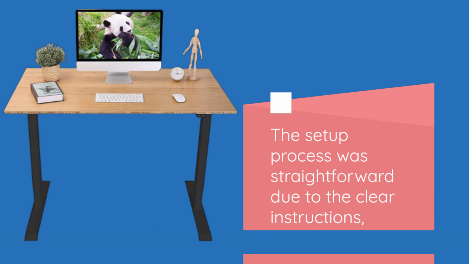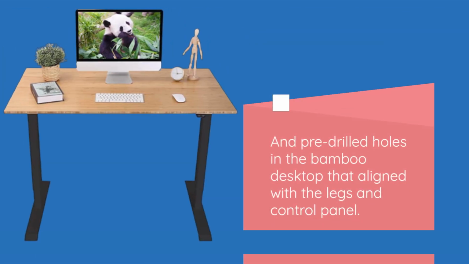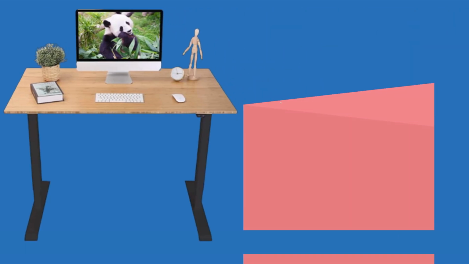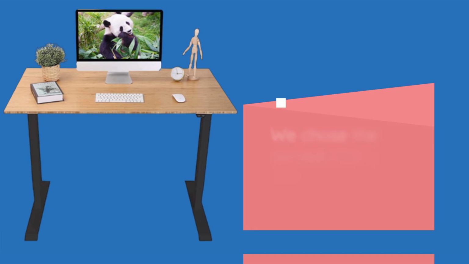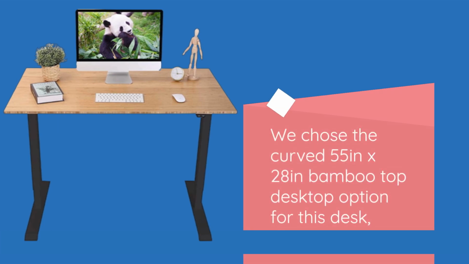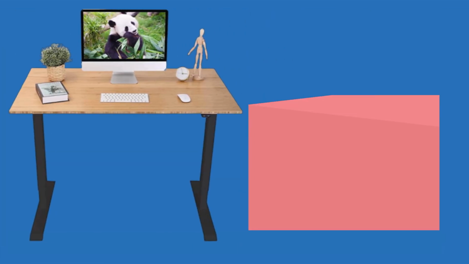The setup process was straightforward due to the clear instructions and pre-drilled holes in the bamboo desktop that aligned with the legs and control panel. With its capacity of up to 355 pounds, this desk ensures stability and reliability for whatever is placed on it. We chose the curved 55 inches by 28 inches bamboo top desktop option for this desk.